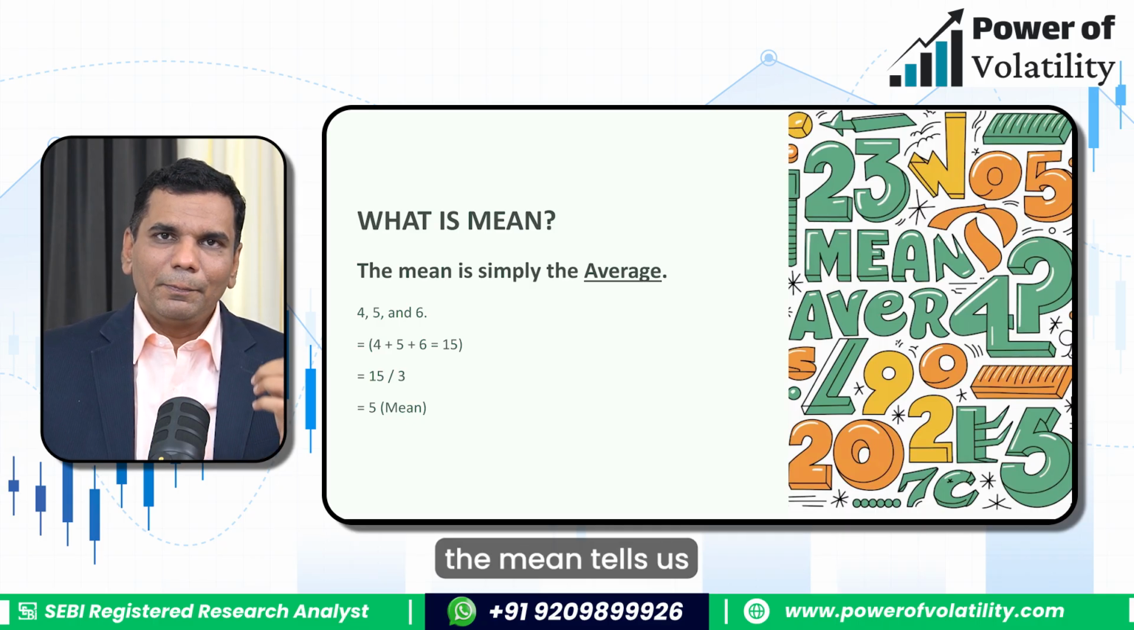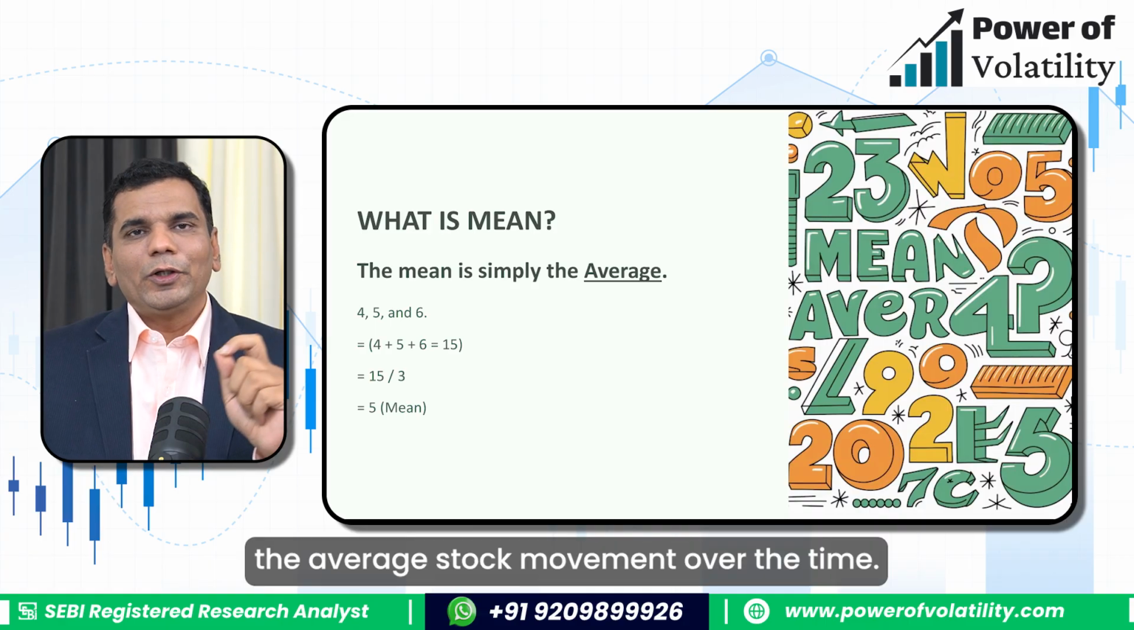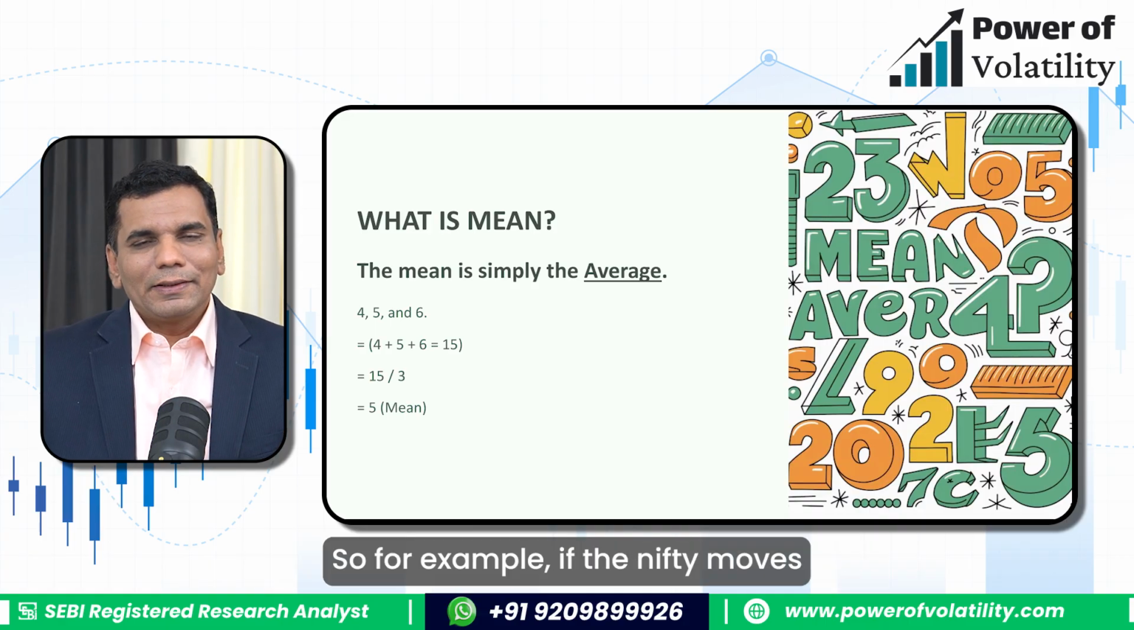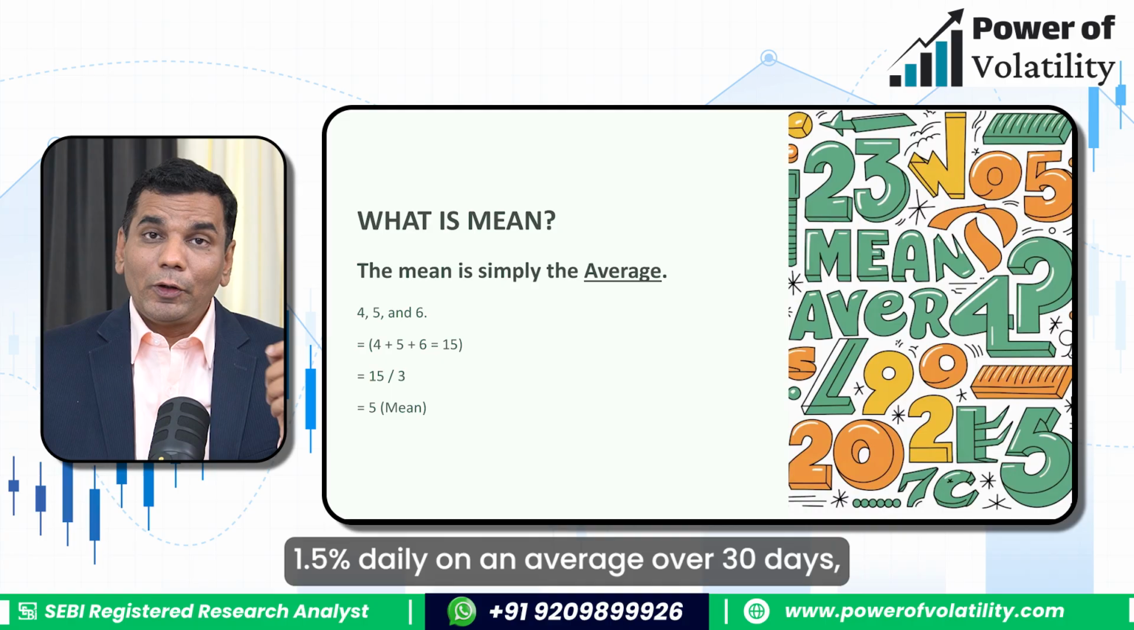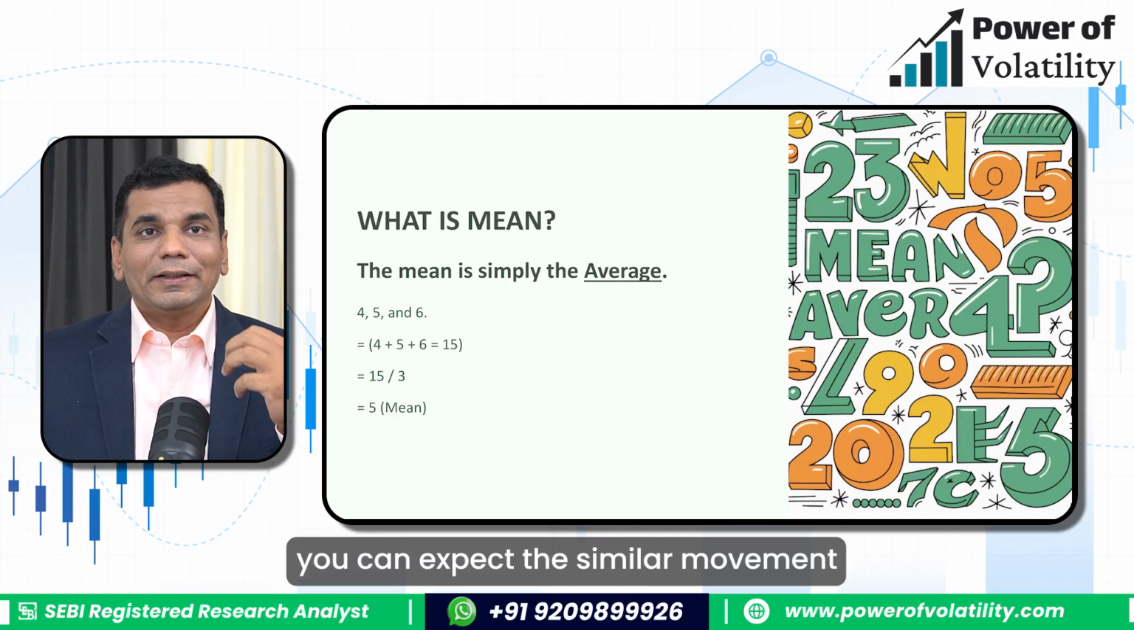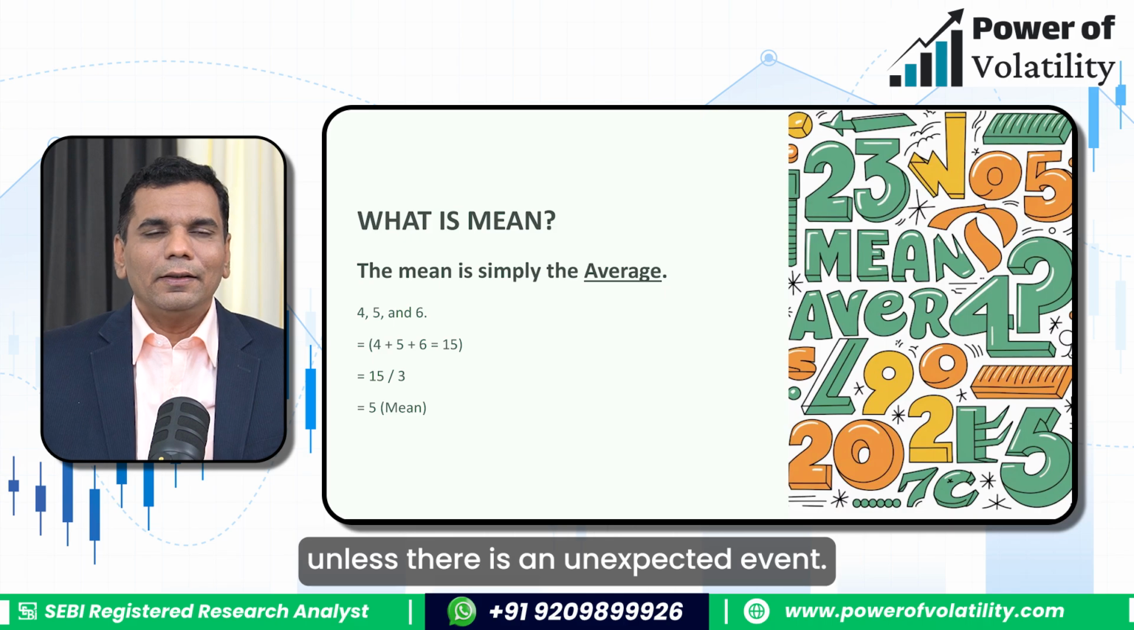So in trading, the mean tells us the average stock movement over the time. For example, if the Nifty moves 1.5% daily on an average over 30 days, you can expect a similar movement unless there is any unexpected event.